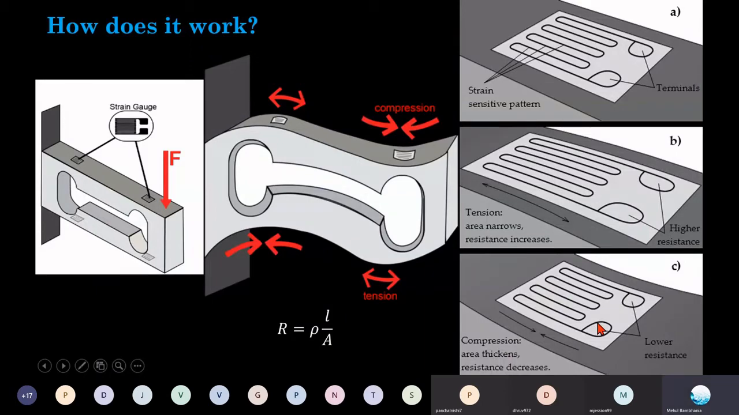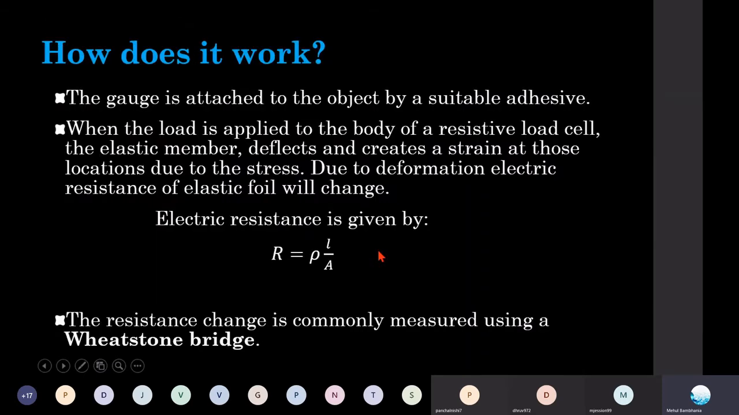We have 4 different strain gauges. In those 4 strain gauges, the resistance is altered. In 2 of the strain gauges, due to tensile force, it will increase. In the 2 other ones, due to contraction, it will decrease. So this is actually the basic principle.